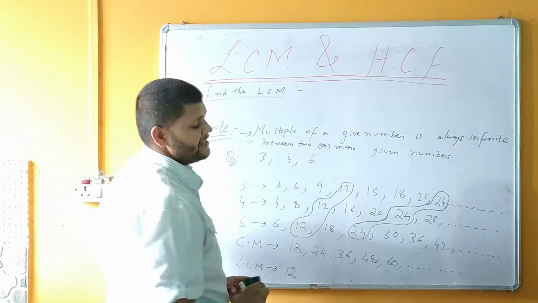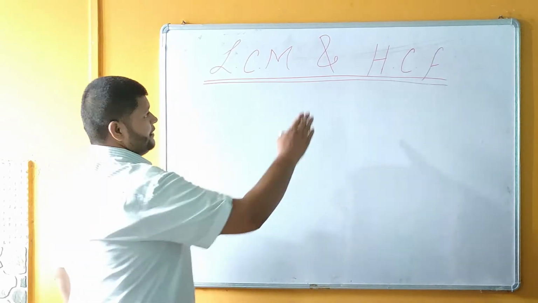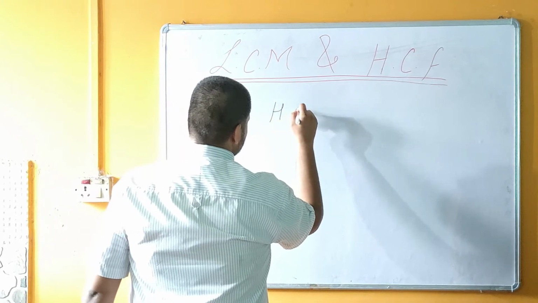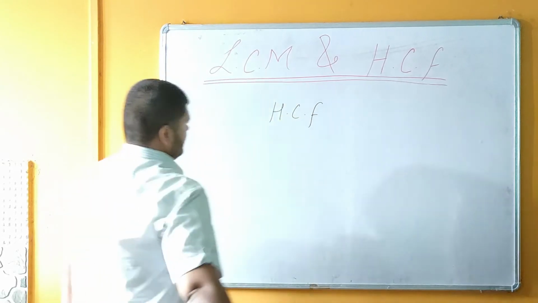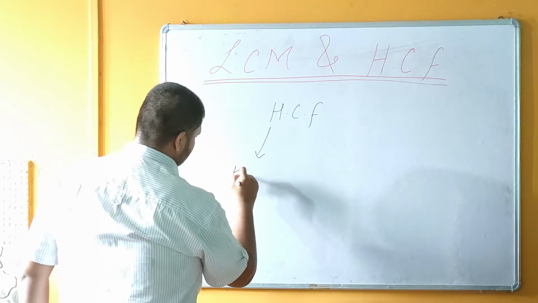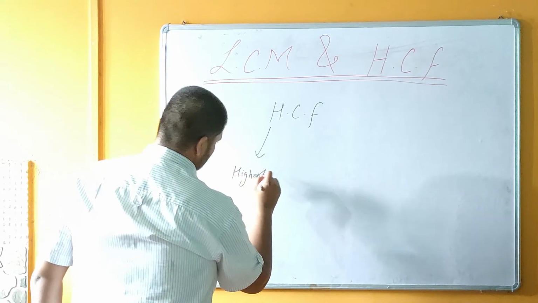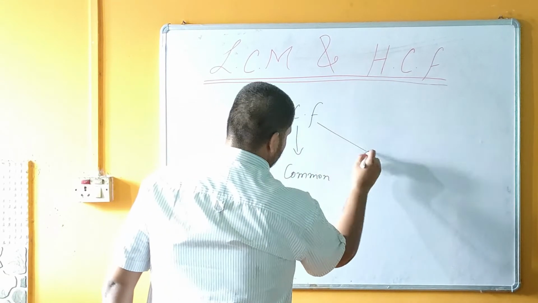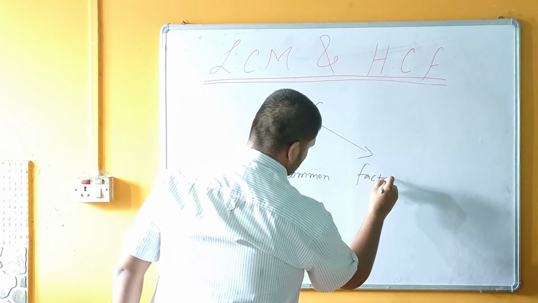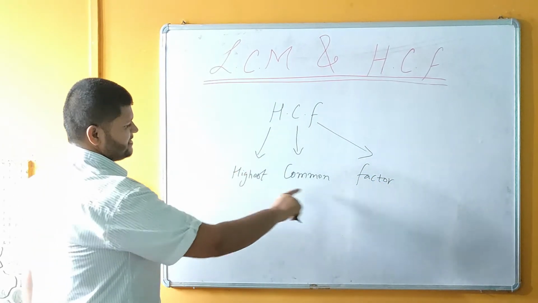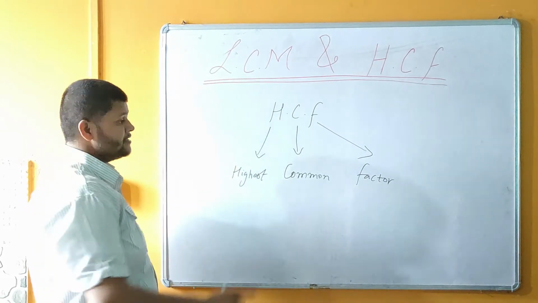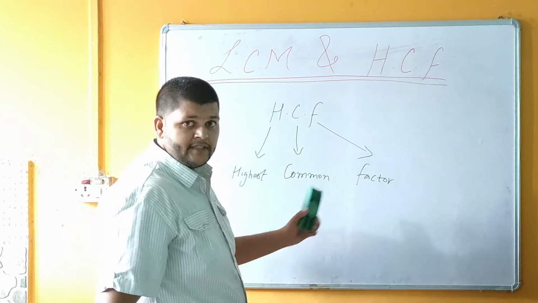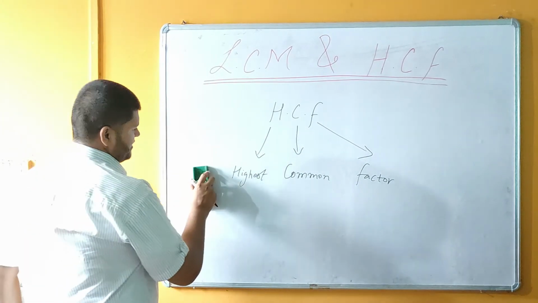Now I am moving to HCF. So alright, now we are going to find out the HCF. Here I am writing HCF. H means highest, C means common, and F means factor. So this is the full form of HCF. H means highest, C means common, F means factor. Highest common factor, together we read it. Now I am erasing this.